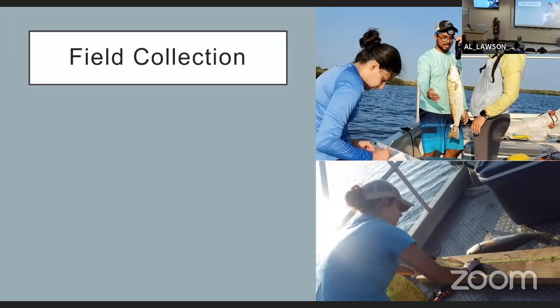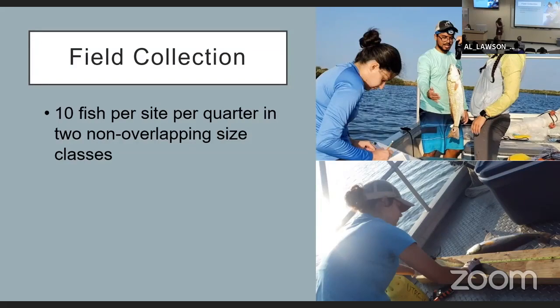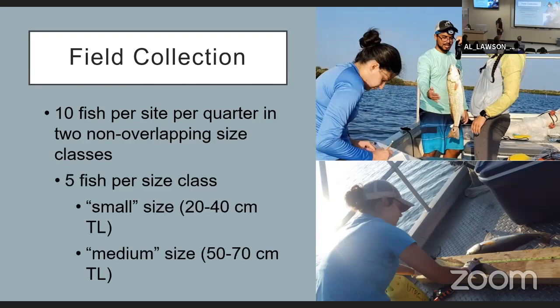So, more on the field collection. For the stable isotopes, just due to cost, there were 10 fish per site per quarter and 2 non-overlapping size classes. For the gut content, we had a lot more samples because that doesn't cost us money. So there are 5 fish per size class. We had a small size and a medium size, the small being 20 to 40 centimeters in total length, and the medium size being 50 to centimeters in total length.